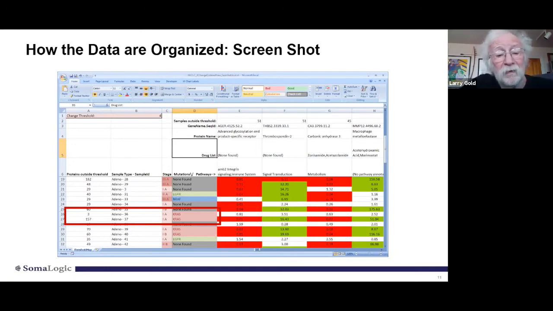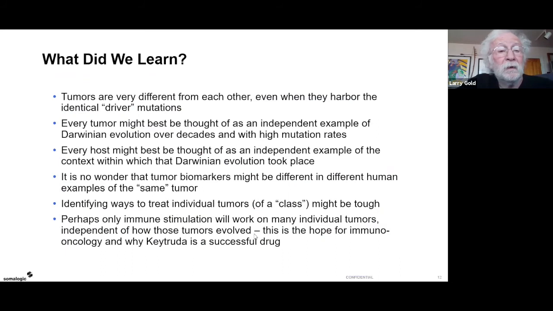Next slide is kind of a summary of this. What did we learn from this experiment? Tumors can be very different even when they have the same driver mutations. The way I think of tumors is there's an event, usually a mutation of some sort in a normal cell, starting a pathway of Darwinian evolution over decades, with high mutation rates being, for me, the most important characteristic of tumors, most tumors, many tumors.